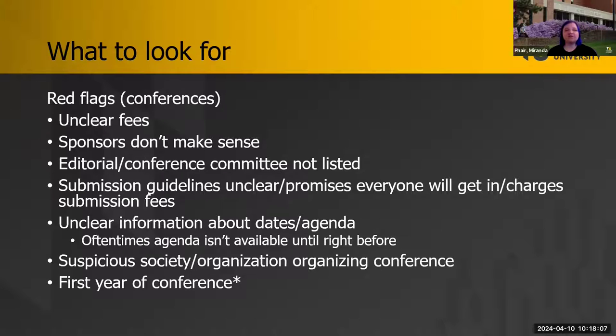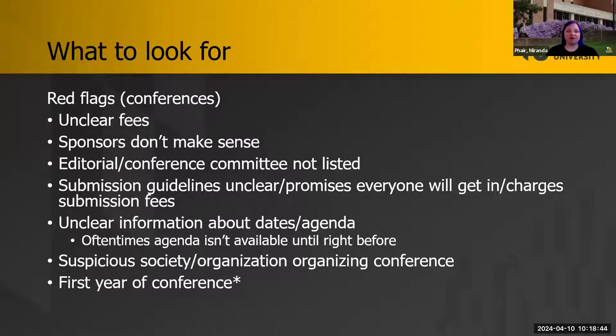If the dates are inconsistent or it's unclear when they are, not great either. If you're not familiar with the society or organization that's organizing it, even for smaller conferences, if they're affiliated with a university, it probably makes sense. If they're in their first year and it's a small group of people putting it on, it's probably not a sinister scam situation. Or if it's a society you've heard of, fine, but if it's something you haven't heard of, that's a reason to look into it more. And I would double check if it's the first year of the conference. Of course, every conference has to have a first year. They have to start somewhere.